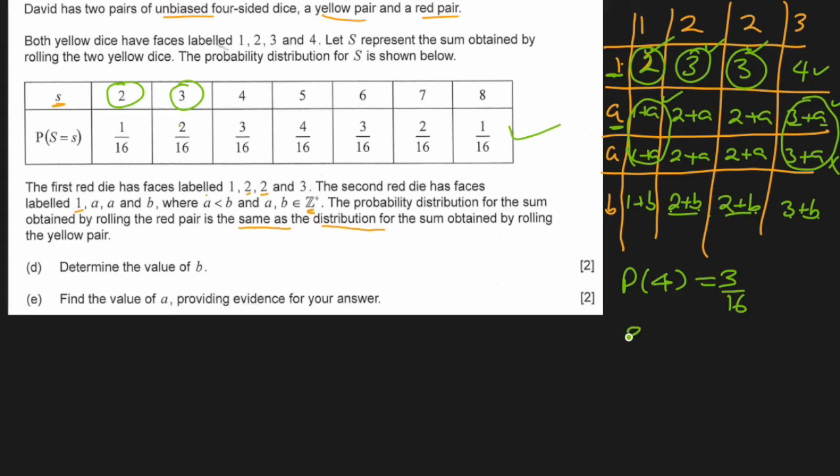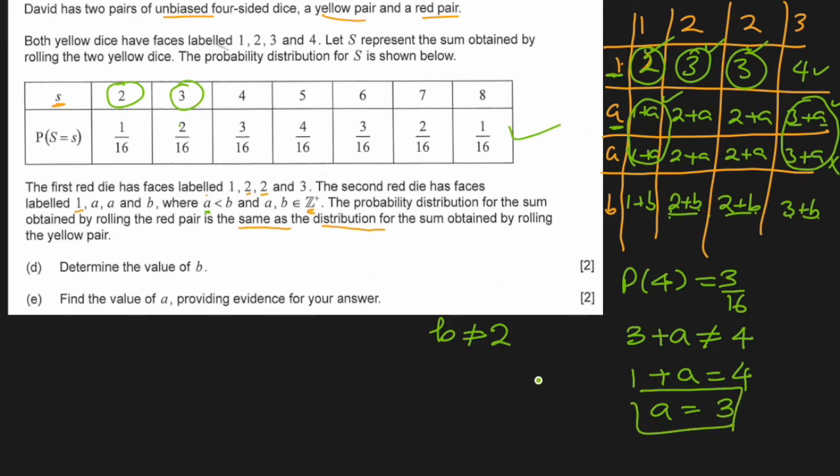So the probability of 4 is 3 out of 16, and 3 plus A cannot be 4. So it has to be 1 plus A equal to 4, where A is equal to 3. If I assume 2 plus B, B cannot be 2. Why? Because they said B is greater than A, which is not possible again. So A is 3. We found A before B. Let's confirm it works after that also.